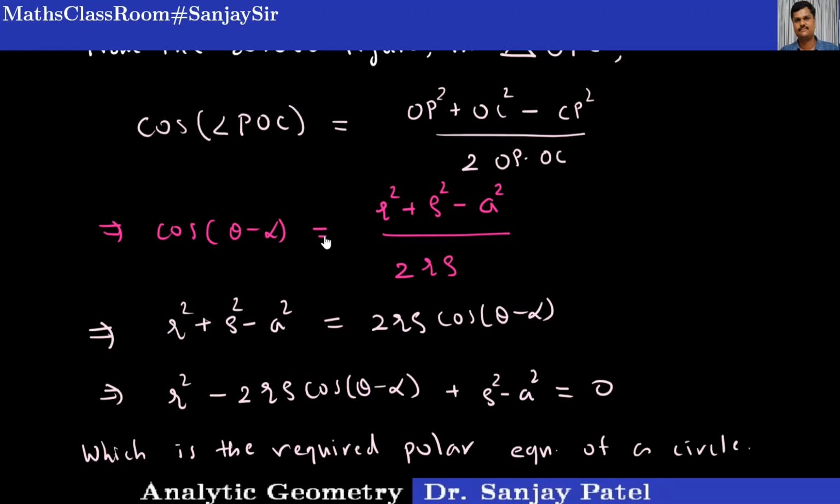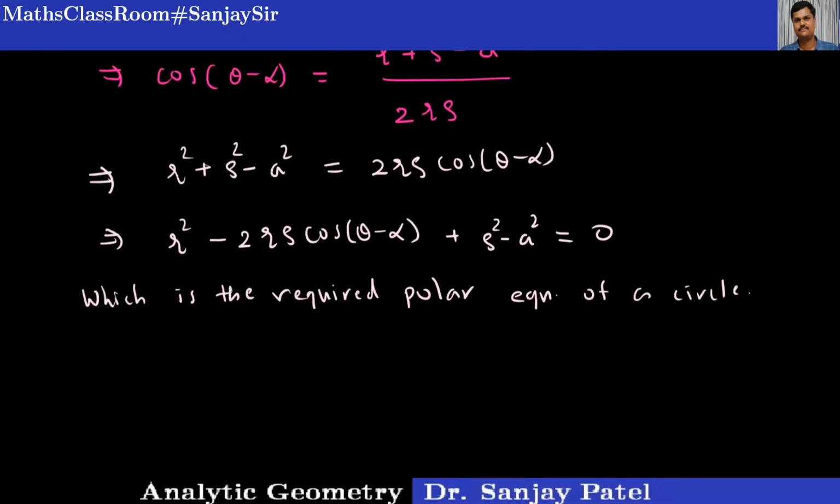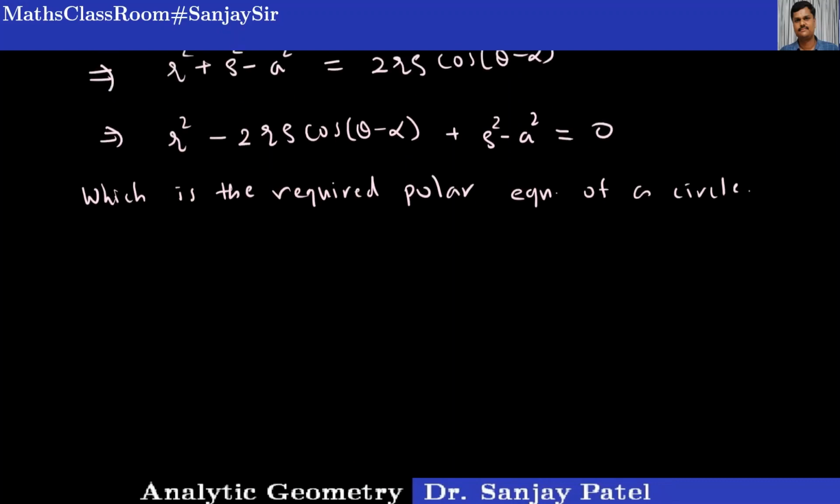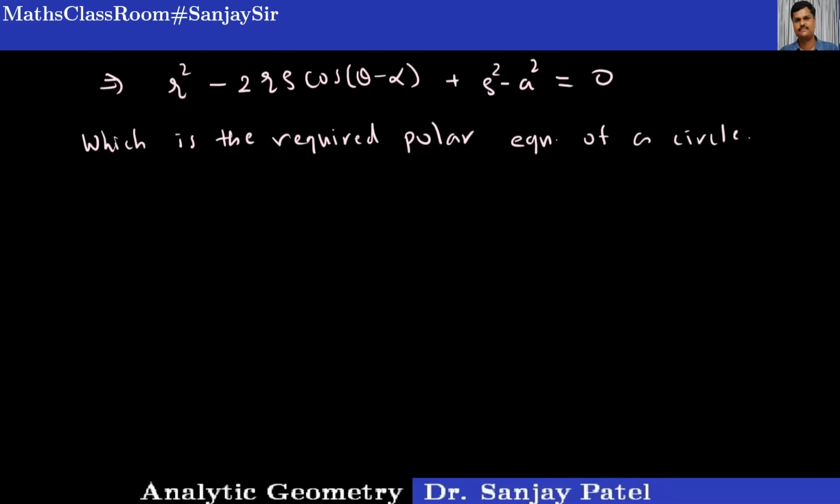Now from this polar equation, what I want to explain is what can be a general form of the polar equation of a circle. We have obtained a particular one: when a center and radius is given, you can write the polar equation like this. So this is the main equation. Now let me explain.